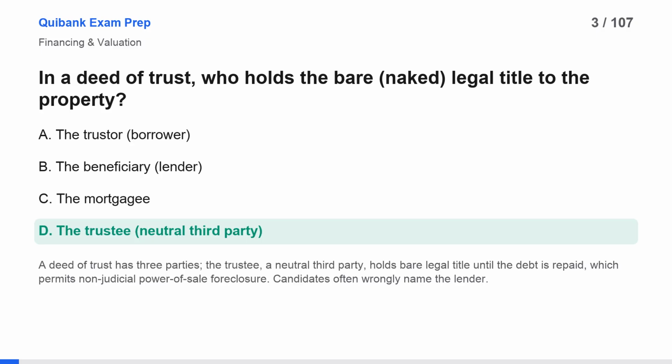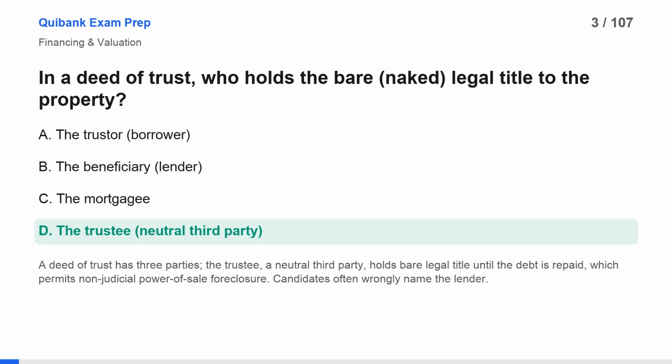The answer is D. The trustee-neutral third party. A deed of trust has three parties. The trustee, a neutral third party, holds bare legal title until the debt is repaid, which permits non-judicial power of sale foreclosure.